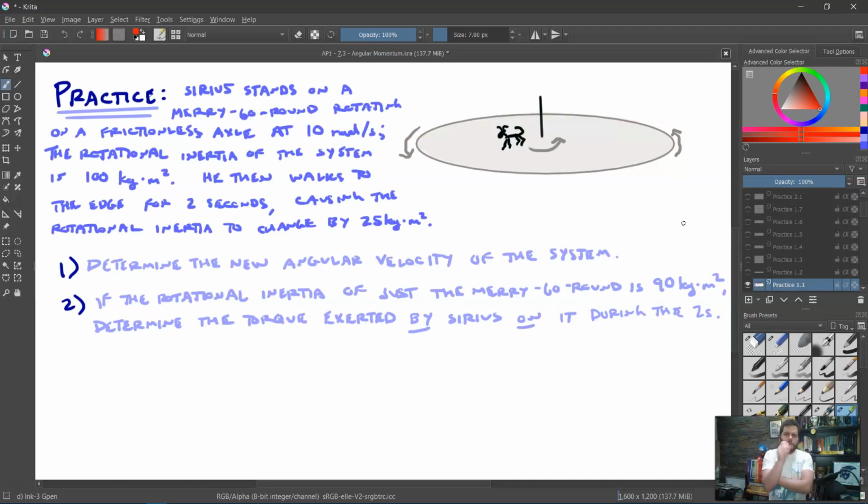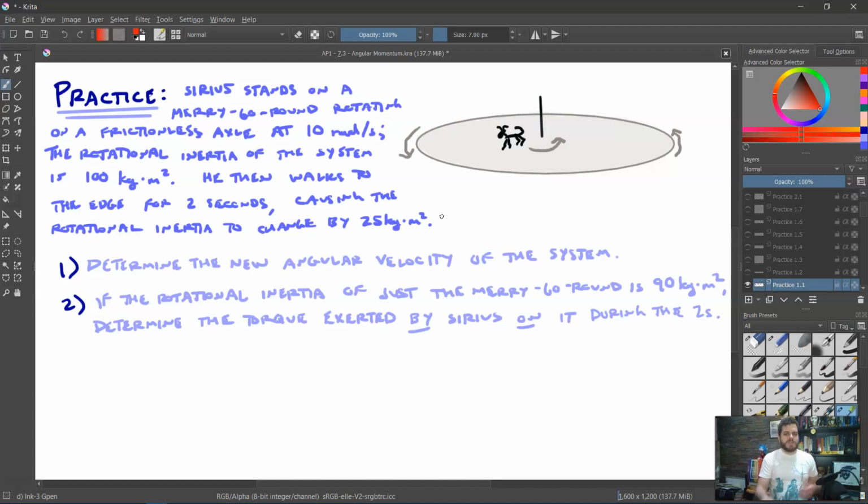So let's see what it can tell us about a different scenario. Let's say that my dog Sirius is standing on a merry-go-round, one of those rotating playground discs, and that's rotating on a frictionless axle at 10 radians per second. We'll say the rotational inertia of the entire system, so the merry-go-round and Sirius, is 100 kilograms meters squared, and he is pretty close to the center here, and he's going to walk towards the edge of the merry-go-round as it's spinning.